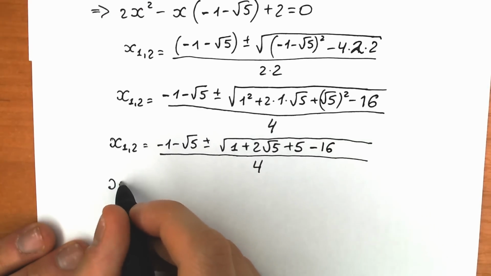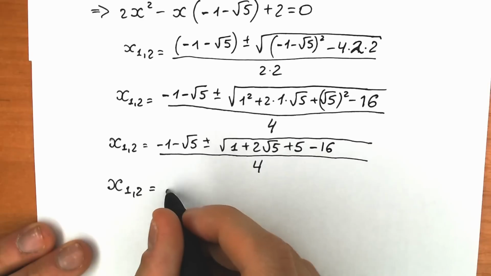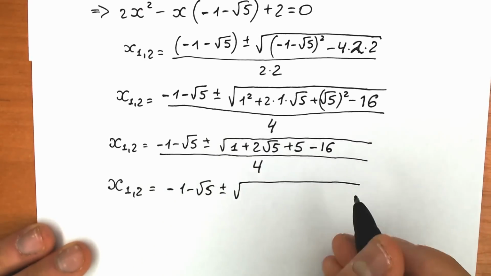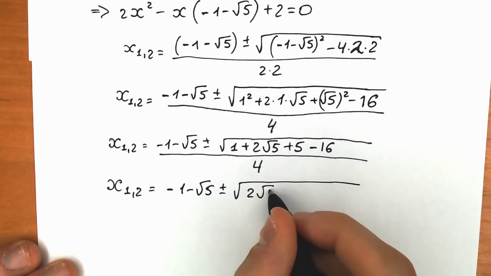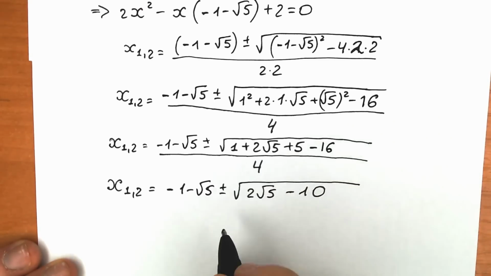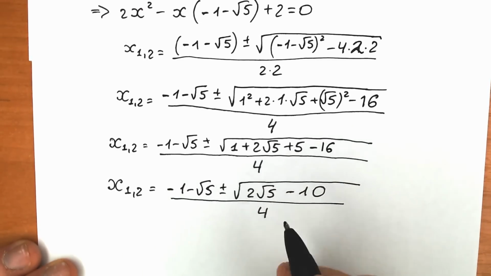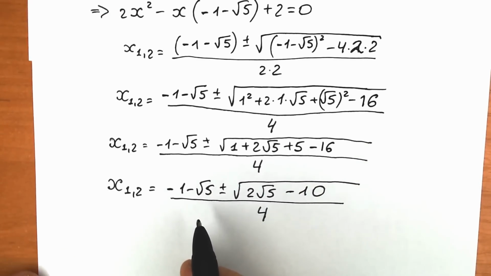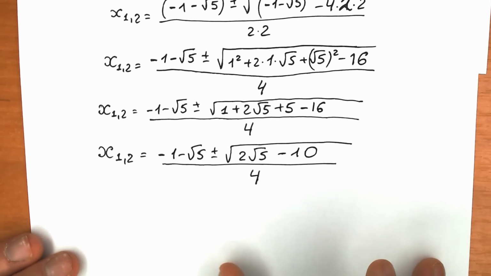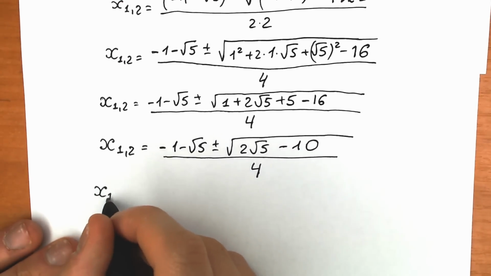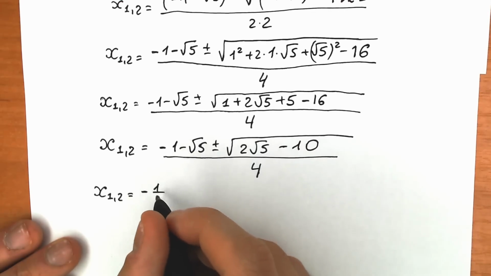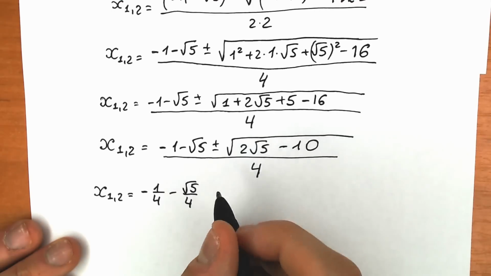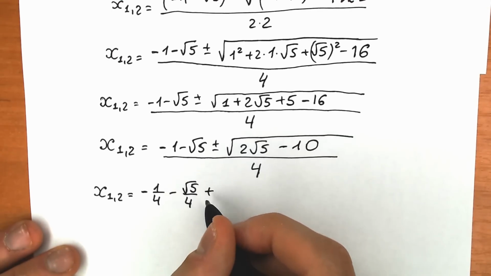Let's write it. So x first and second equal to minus 1 minus square root of 5 plus minus, inside parentheses, what do we have? We have 2 square root of 5 minus 10, and we divide all of this by 4. Let's simplify this a little bit. Let's divide each of these elements by these 4. Okay, let's do this right now. So we have x first and second is equal to minus 1 over 4 minus square root of 5 over 4. Right here, let's split it first of all, because I hope you don't understand this step.